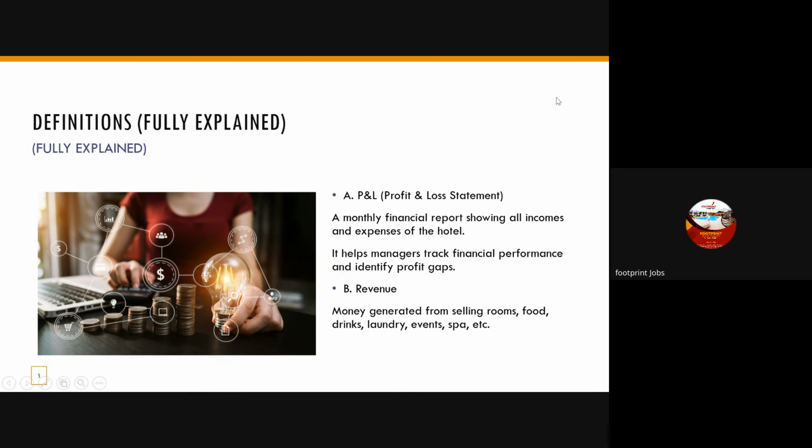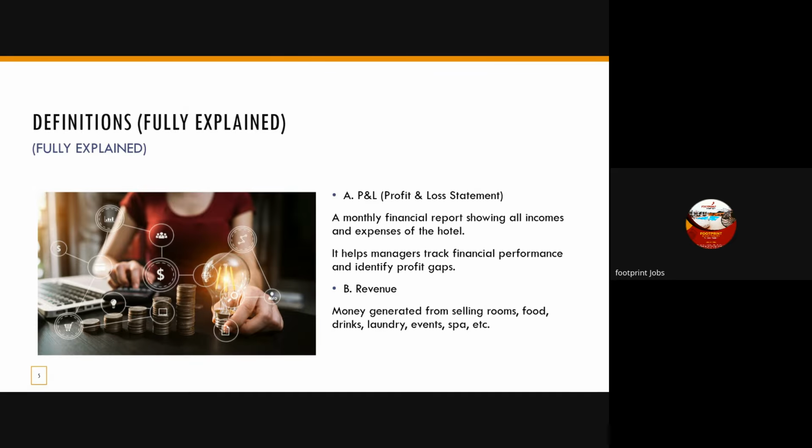So first of all, let's look at what a P&L is. For every manager, be you a departmental manager, operations, accounts, whatever, this is something you shouldn't lack knowledge of. P&L is simply your profit and loss statement. It is a monthly financial report showing all incomes and expenses of the hotel. It helps managers track financial performance and identify profit gaps.